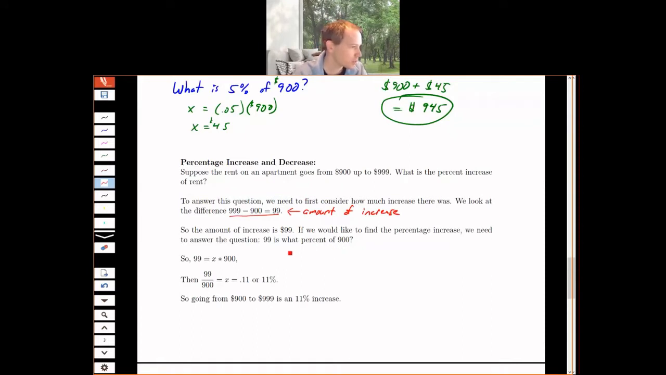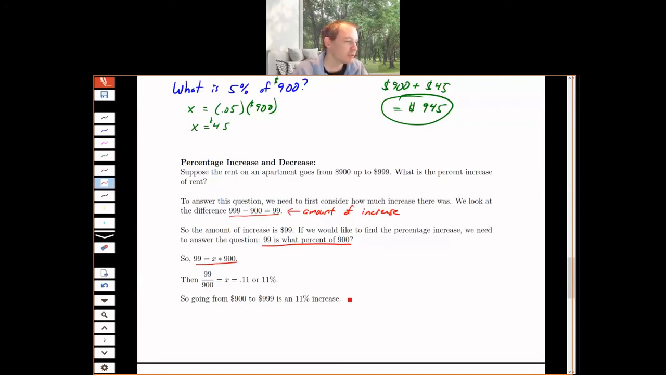Okay, so I want to answer this question. 99 is what percent of 900? Okay, so again, I translate the 99 is equals, what is my unknown? Percent of means multiply. So 99 equals 900 times x. So I can see, okay, there I divide. So I have 99 over 900 equals x. When I divide, I get 0.11 or 11%. Okay. So going from 900 to 999 is an 11% increase.